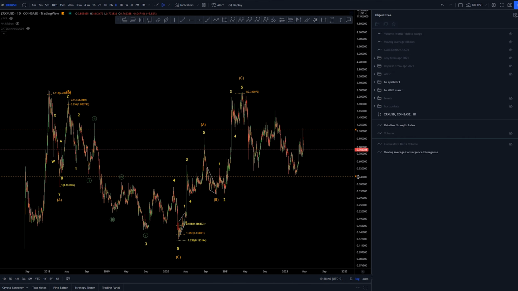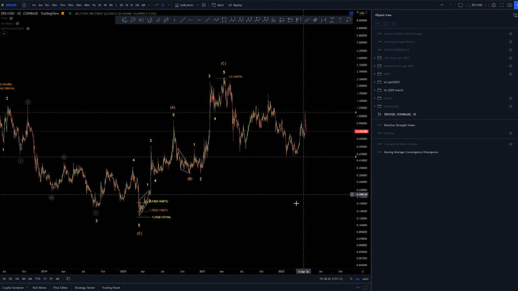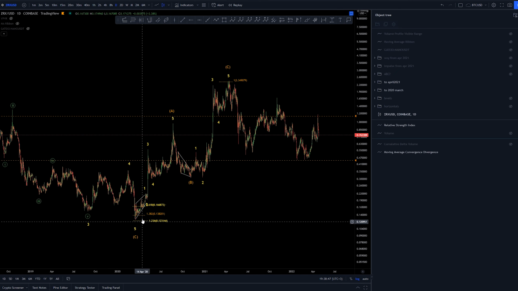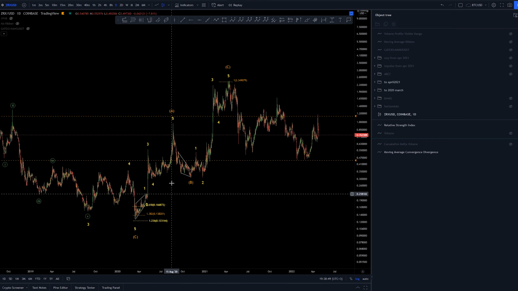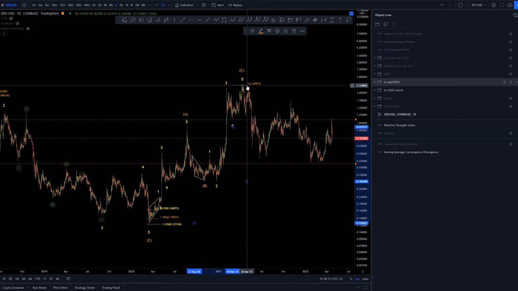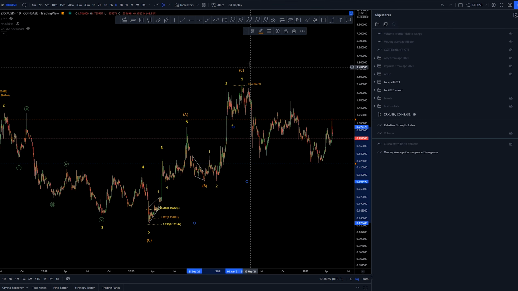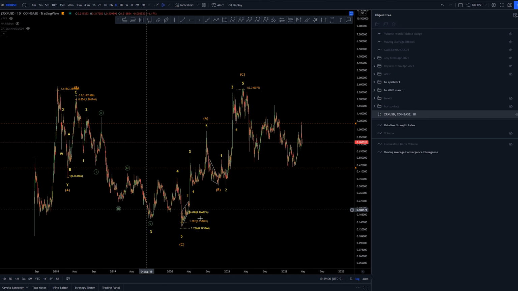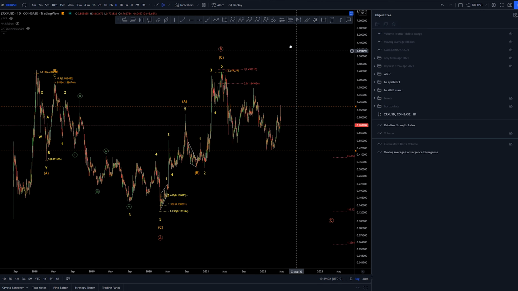Next is the move upwards, and to me this looks more like a 3-wave move and not a 5-wave move. I've labeled this as an ABC. It's a zigzag, clear to me, and we get to a one-to-one extension of the A wave for the C wave here. Now this brings us to here.